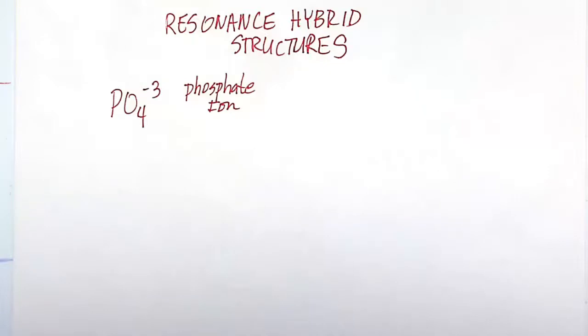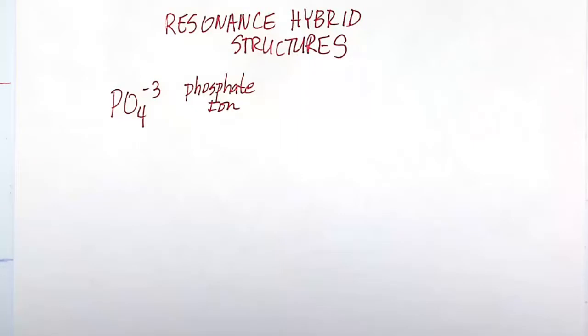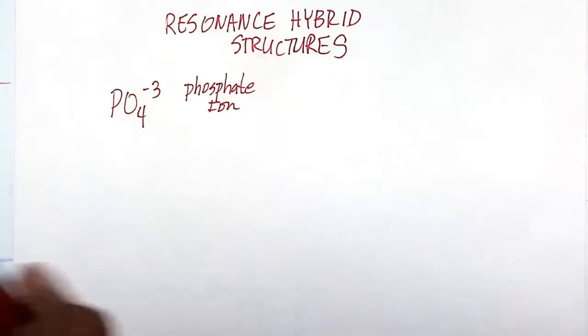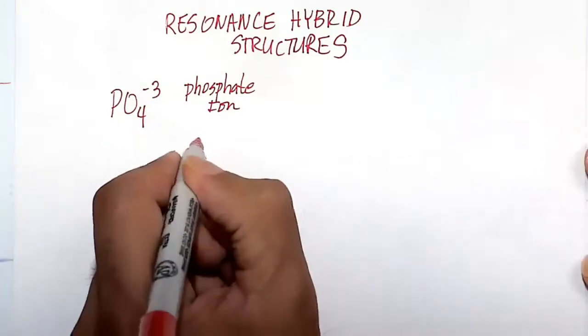So resonance structures are structures that are interchangeable, they're equivalent, and usually there's delocalization. As an example of a resonance structure, we will see that the -3 formal charge is delocalized across all 4 oxygen atoms, all 4 outer oxygen atoms. So let's draw the Lewis structure of phosphate.